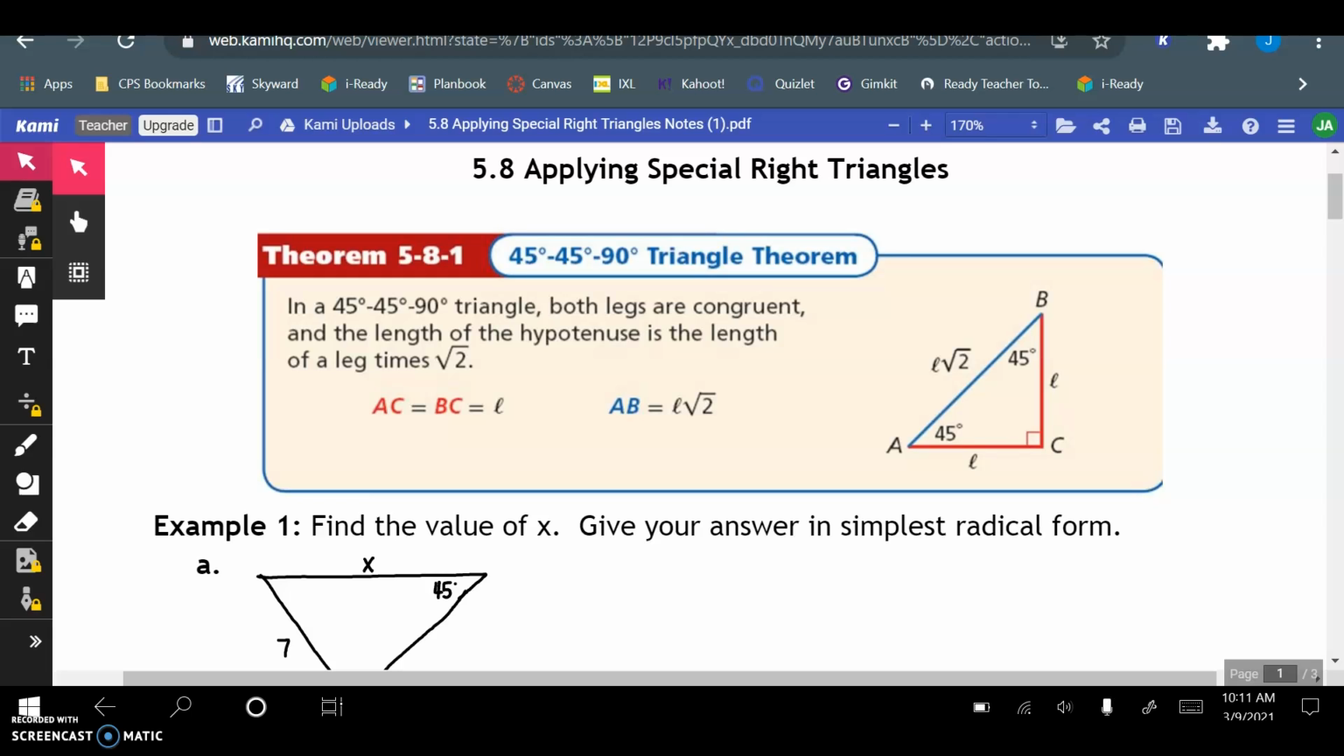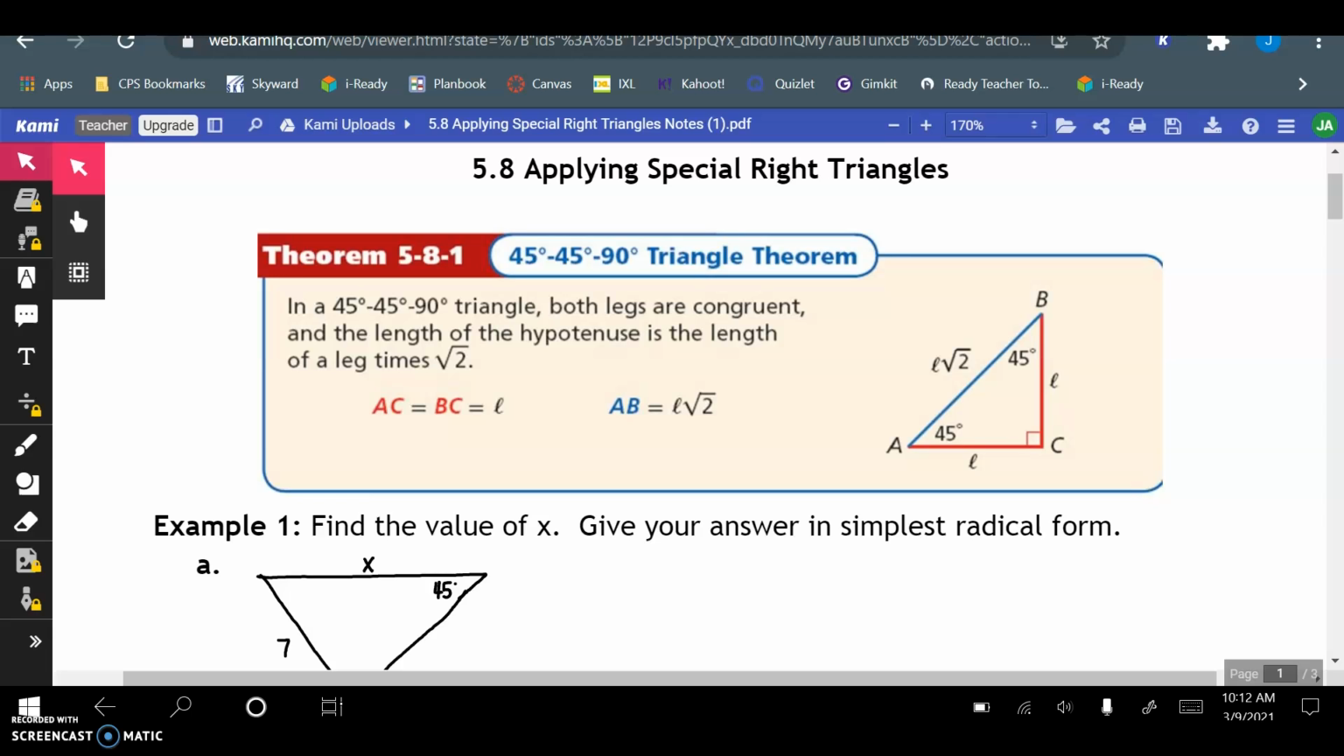So for section 5.8, our last section of chapter 5, we are going to apply special right triangles. So we are going to look at two different types of triangles. One is the 45, 45, 90 degree triangle, and the other one is the 30, 60, 90 degree triangle.